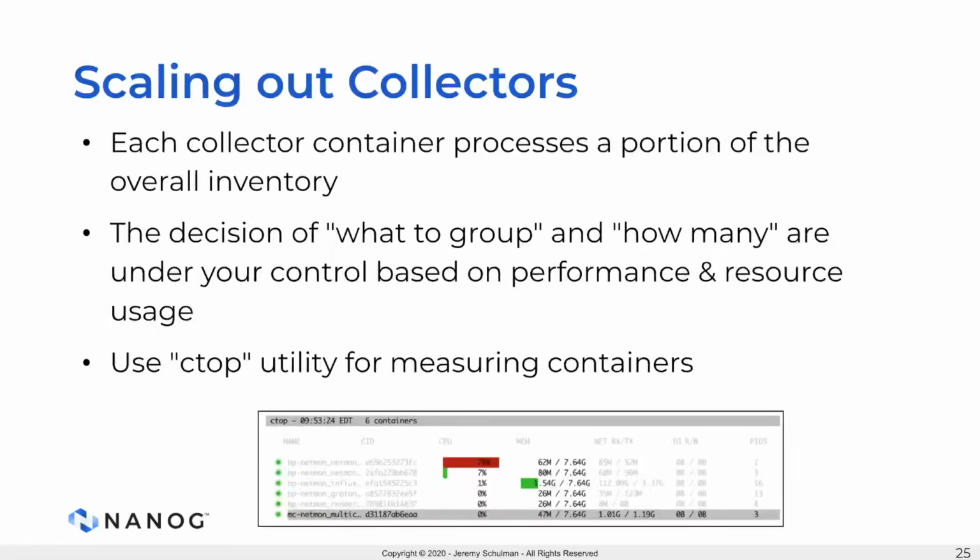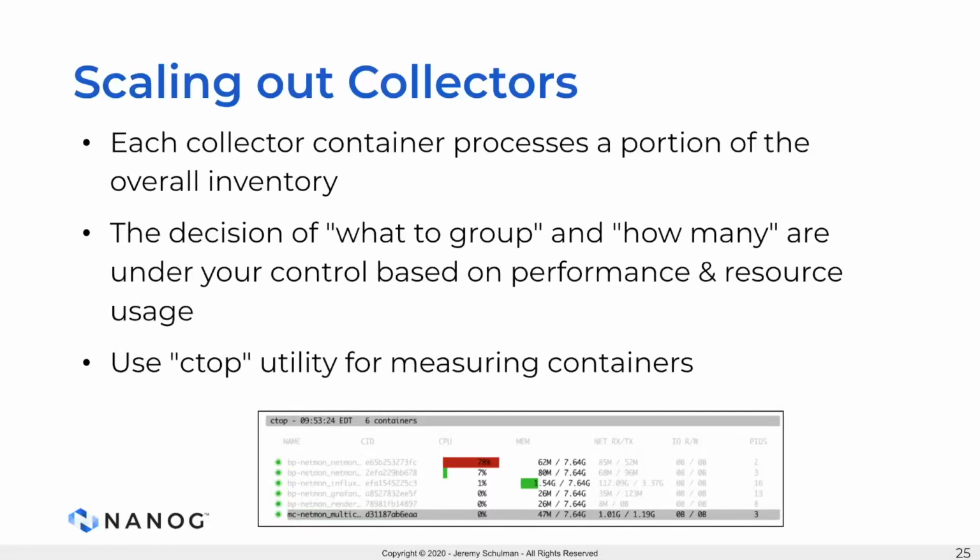But scaling out the collectors is really the larger issue. Whether you have a large network or a small network, it's about where you place the collectors and how you scale them out. You could put collectors on physical servers, or even run them in the cloud if you have access to the devices from the cloud. Each collector would process a portion of the overall inventory. So one decision was, do I make a collector per device? If you have 5,000 devices, that's too many collectors. Do I put all of the devices in one container? If you do that, you might consume too much memory or CPU.